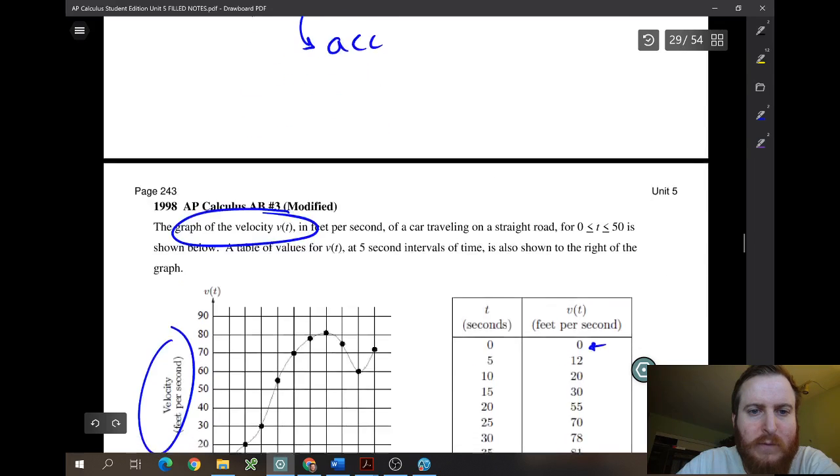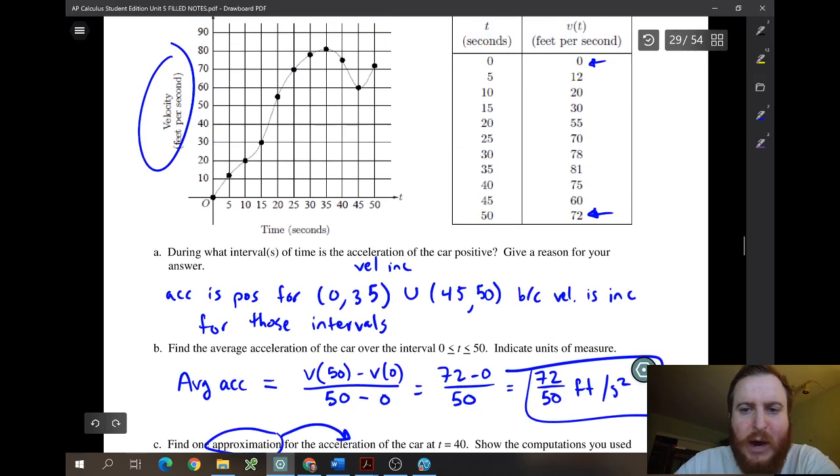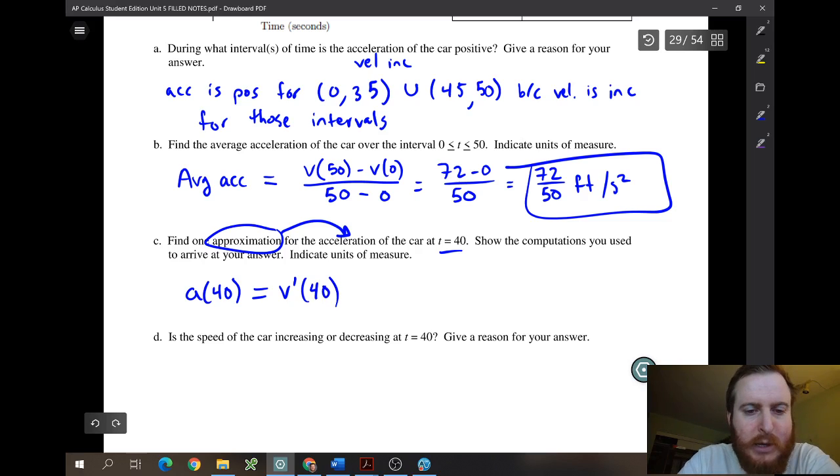When we approximate a derivative, we do y2 minus y1 over x2 minus x1. Now at time 40, we would be going around time 40, so I'm going to use 35 and 45. Those are around 40. So I'm going to say that acceleration at 40 would be equal to v prime, the derivative at 40. And so we'll say this is approximately v of 45 minus v of 35, y2 minus y1 over x2 minus x1.